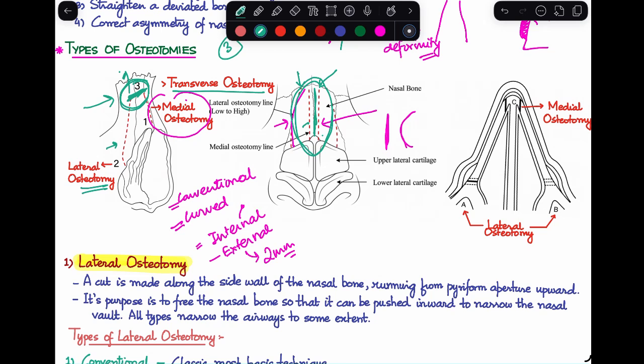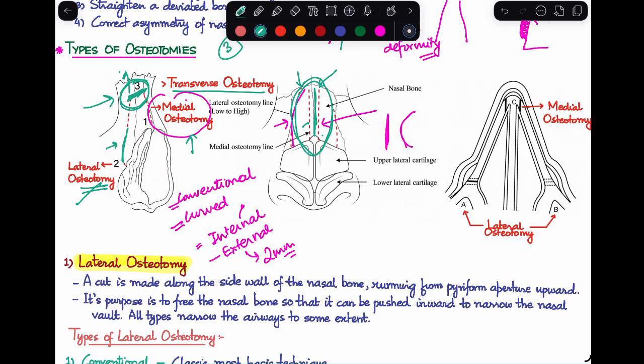So here we have three osteotomies. Lateral osteotomy, which we have given along the side wall of the nasal bone. The purpose being we are trying to move the nasal bone inwards. Then we had the medial osteotomy, which we give along the midline of the nasal dorsum. Purpose being we are trying to separate the nasal bones from each other so that we can move them independently. And lastly, we have the transverse osteotomy, which is a horizontal cut, and this is acting as your upper limit of bony movement in osteotomies and rhinoplasty.